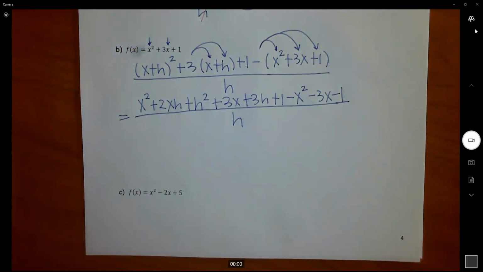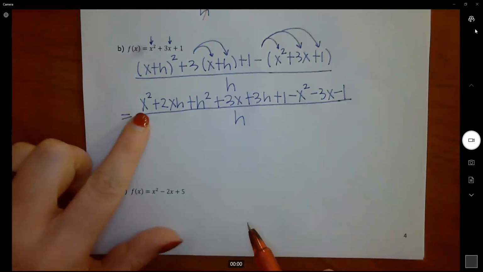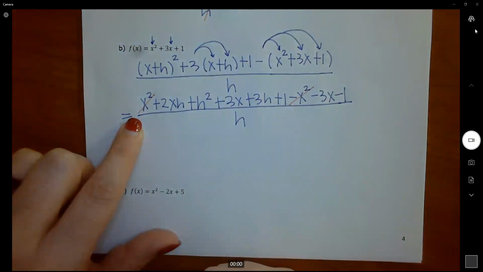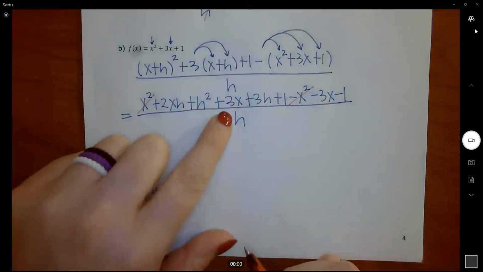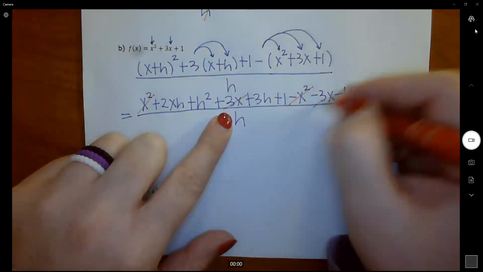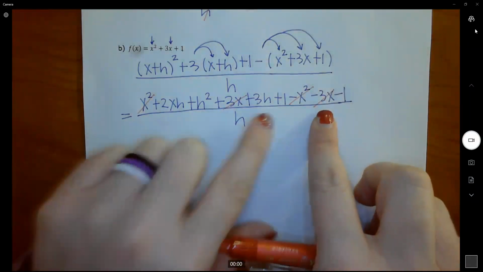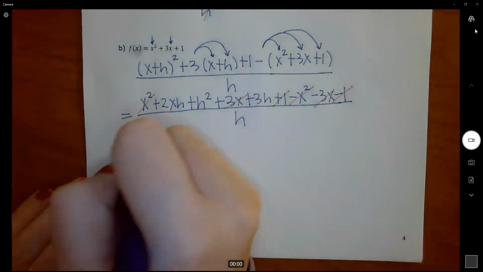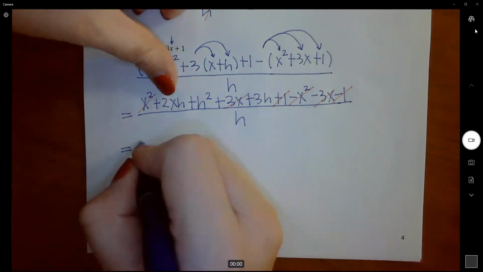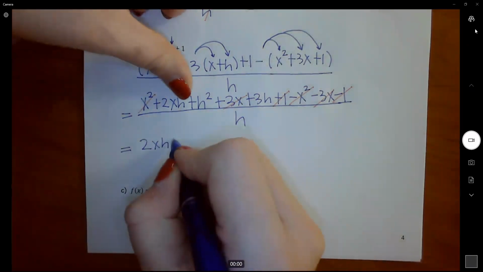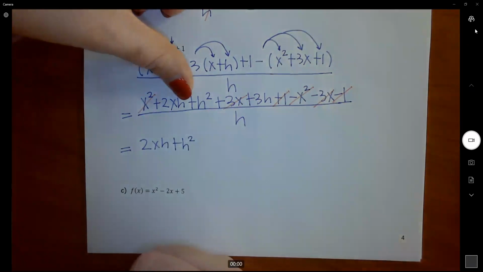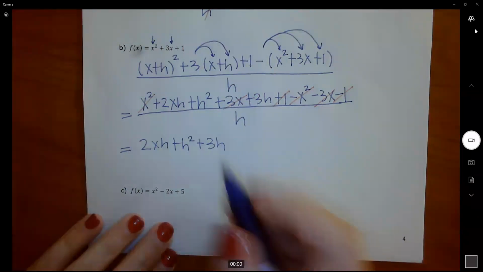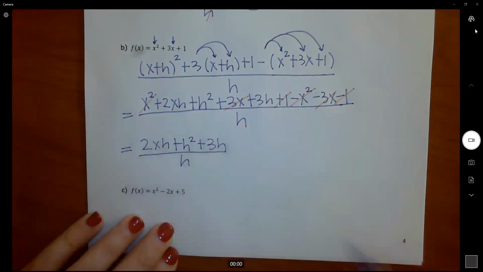All right, a lot of things should cancel here. I have a positive x squared and a negative x squared. Let's see, I also have a positive 3x and a negative 3x, and then a positive 1 and a negative 1. So on the top, I am left with 2xh plus h squared plus 3h all over h.